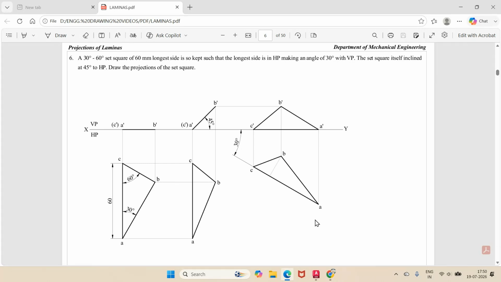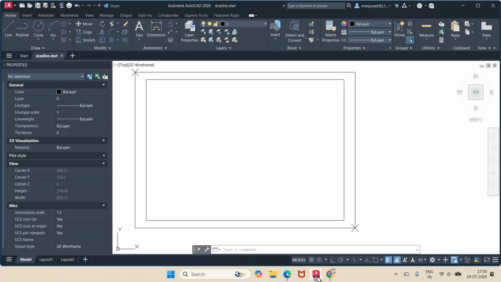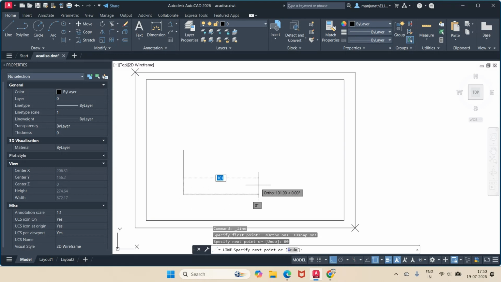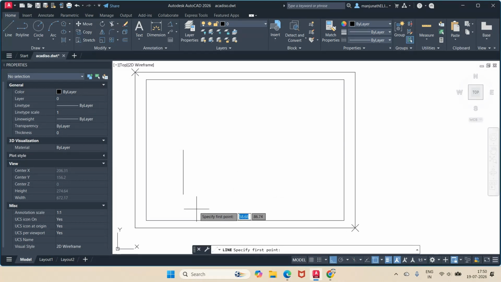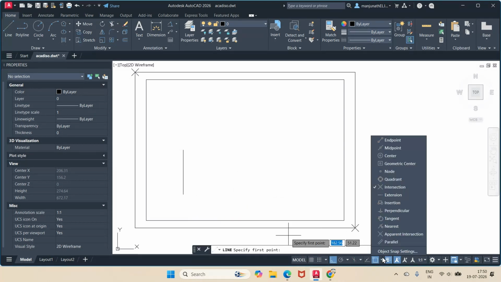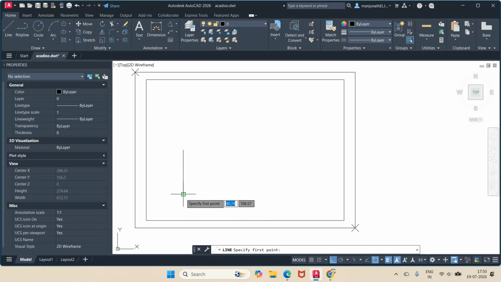Now how to solve this by using the CAD. First I will draw a line, go to ortho on, enable this, take the line and draw a line of 60 mm, then enter. Now I'll go for line, select this line at the end point, go to end point because there is no intersection there. I will take end point.